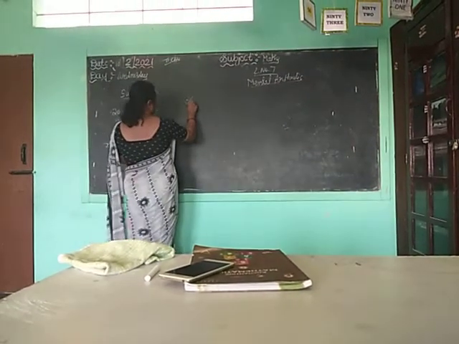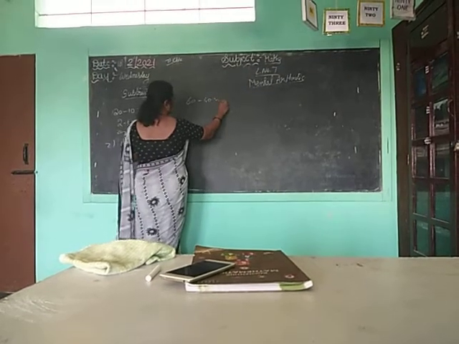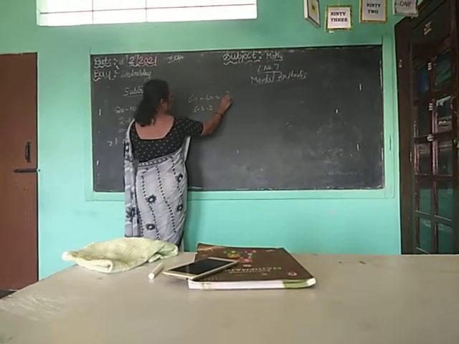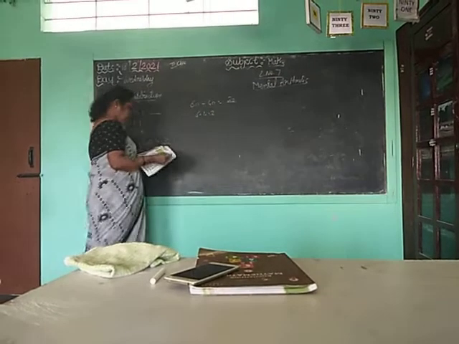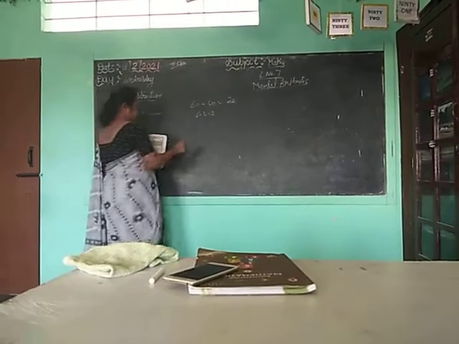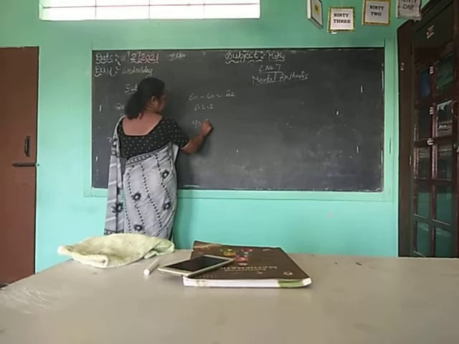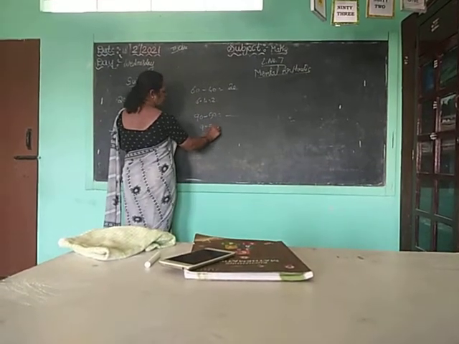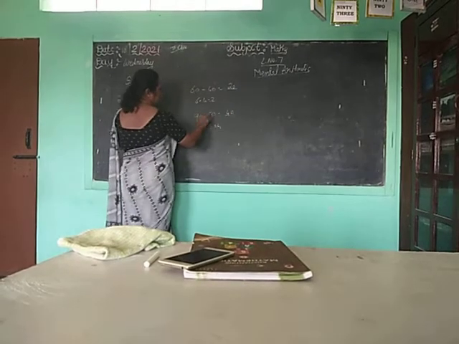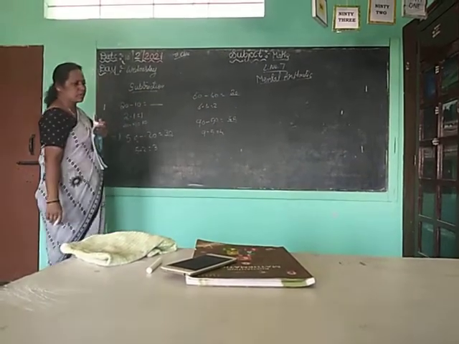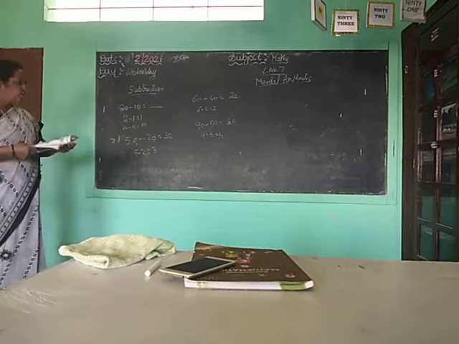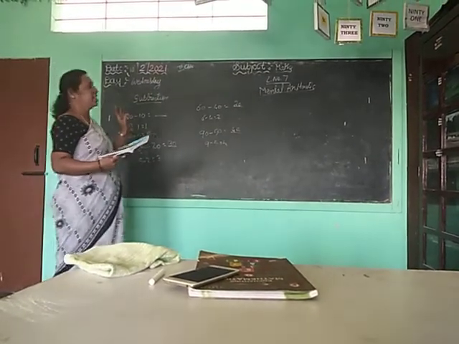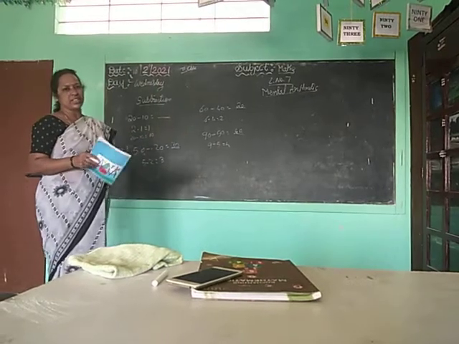60 minus 40. 60 minus 40 is how much? 6 minus 4 is equal to 2. So that is 20. 90 minus 50. 9 minus 5 is how much? 4. That is 40. 90 minus 50 is 40. Okay, children. So today we have learnt addition and subtraction of single digits in mental arithmetic. Okay. Thank you.